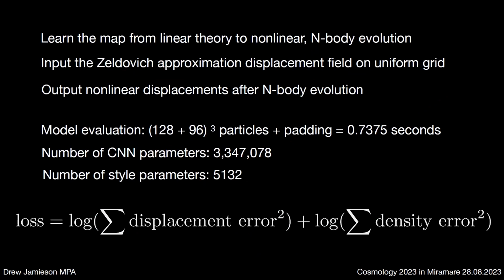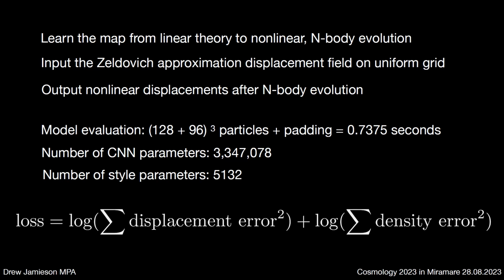So to summarize, we're learning this linear to nonlinear mapping. We input the Zeldovich approximation, and we output the nonlinear displacement field after n-body evolution. For the model evaluation, if I take, say, a cubic box of 128 particles cubed, we have to pad periodically the particles at the edge because of the receptive field. But if I pass all these particles through on one single GPU, it takes about 0.7 seconds to evaluate the model, so it's super fast.